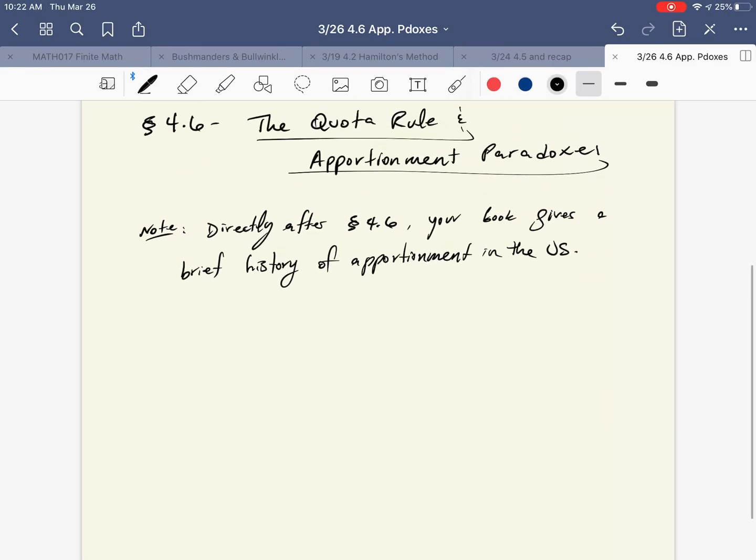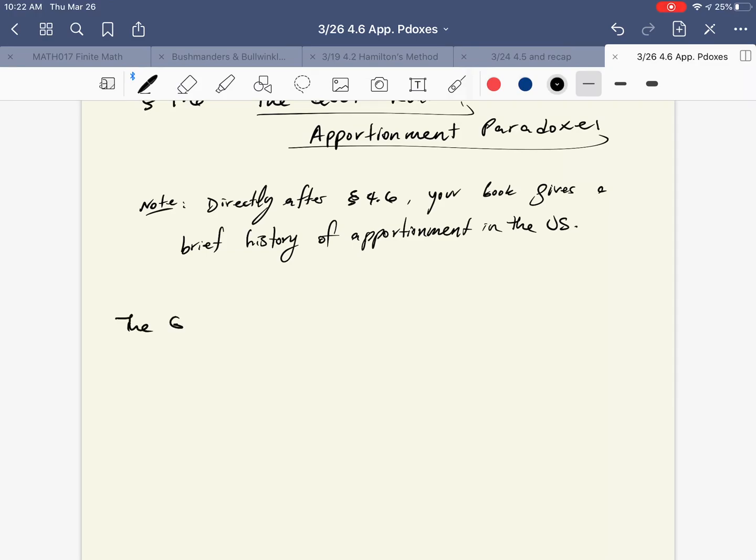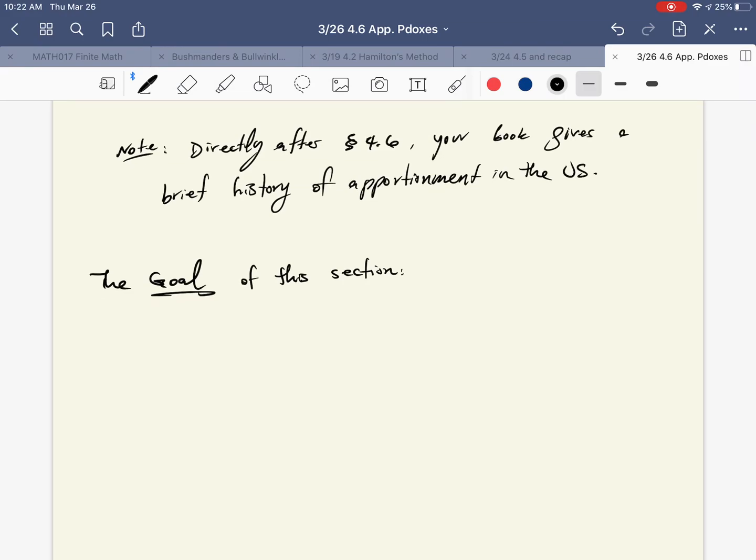It's interesting. Okay, so what's the goal of this section? The goal of this section is going to be to explain a relatively recent result. By relatively recent, I mean this was about 1980, when these two mathematicians came up with this result that all apportionment methods are inherently flawed in some way.